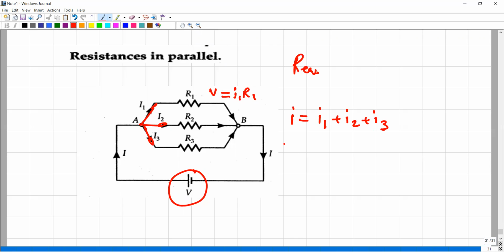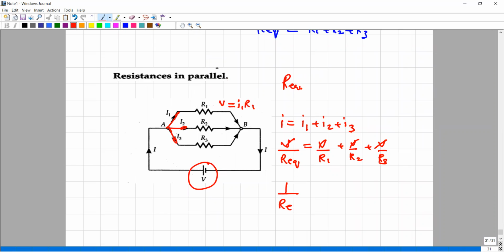This I is the current given by the cell. So I will be the potential of the cell divided by the equivalent resistance, where the cell assumes the entire circuit to be one single resistance, and it is equal to I1 plus I2 plus I3. I1 will become V by R1, so V by R1 plus V by R2 plus V by R3. V all gets cancelled, and then 1 by R equivalent will be 1 by R1 plus 1 by R2 plus 1 by R3. Very simple.